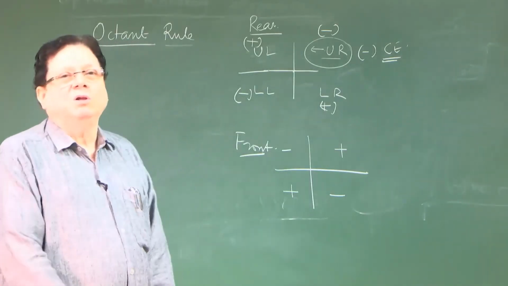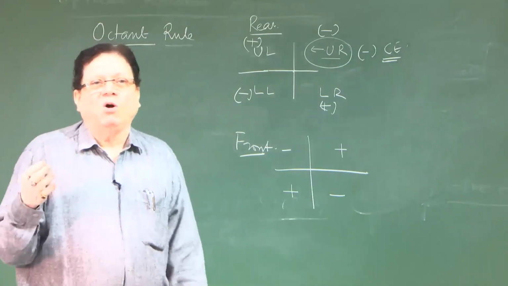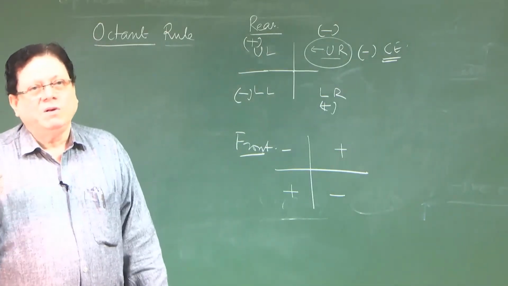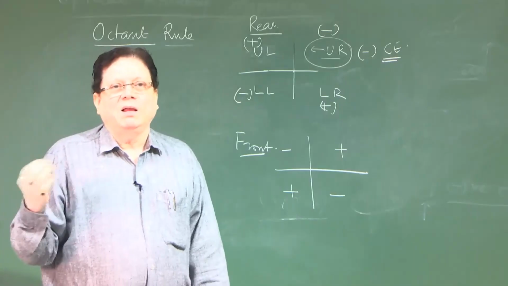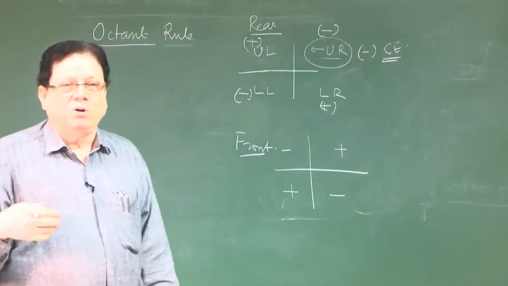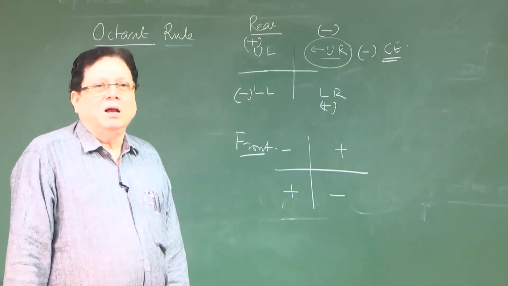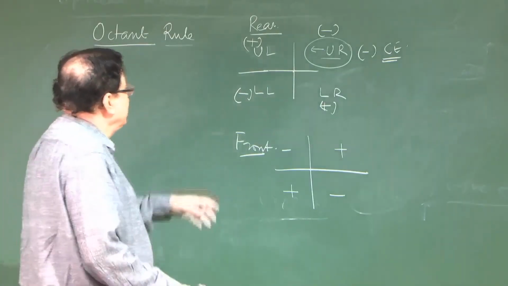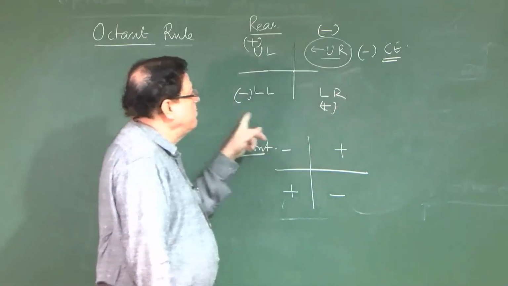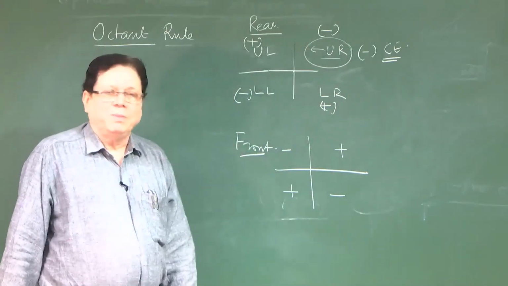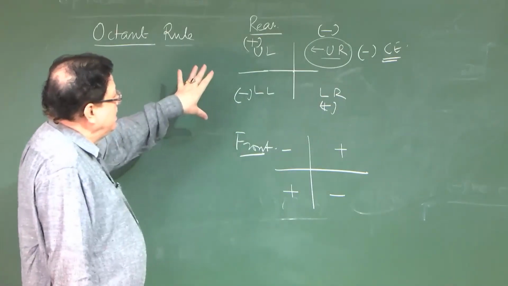Fortunately, for most of the molecules, the substituents fall in the rear octants. We will definitely go through some systems where substituents can come up in the front octants. However, a majority of the molecules will be categorized by having substituents falling in the rear octants. So, that is the rule.